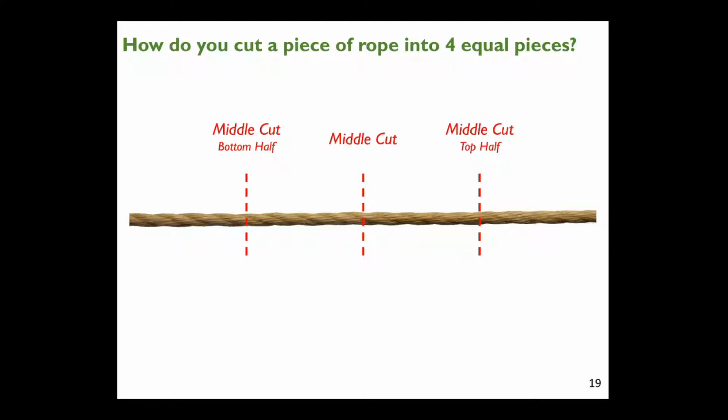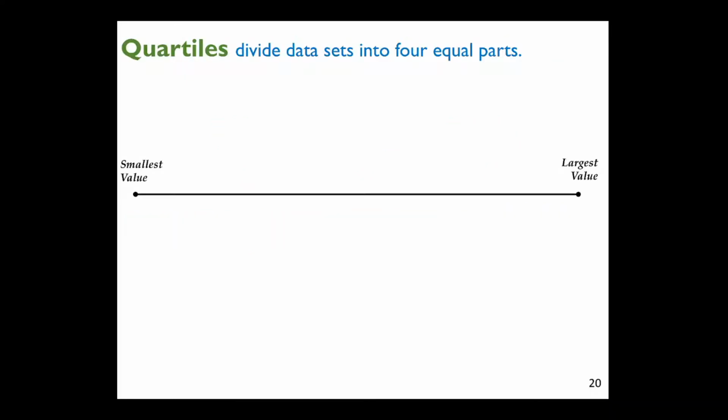So what does that have to do with quartiles? Quartiles have a similar concept. Quartiles divide a data set into 4 equal parts. Let's say we have a data set arranged from smallest value to largest value. The process is we want to figure out that middle cut, in other words, the median of the data, which is the middle value when the data set is ordered from least to greatest.